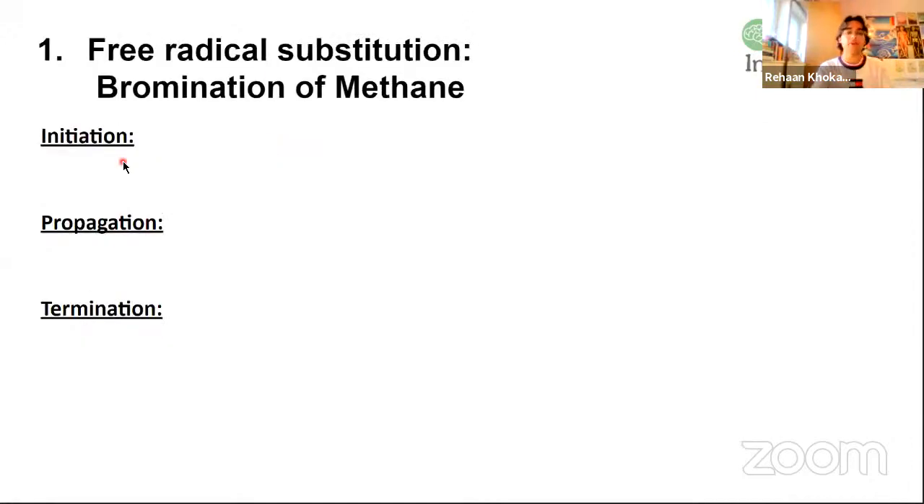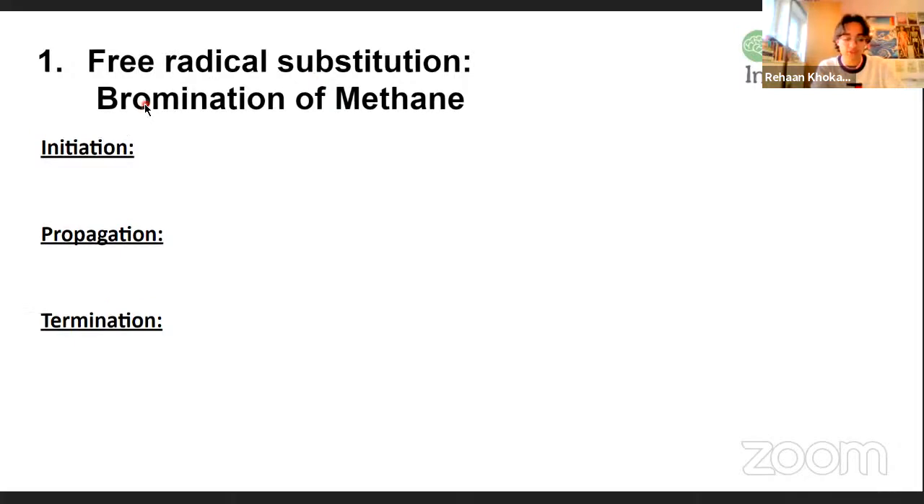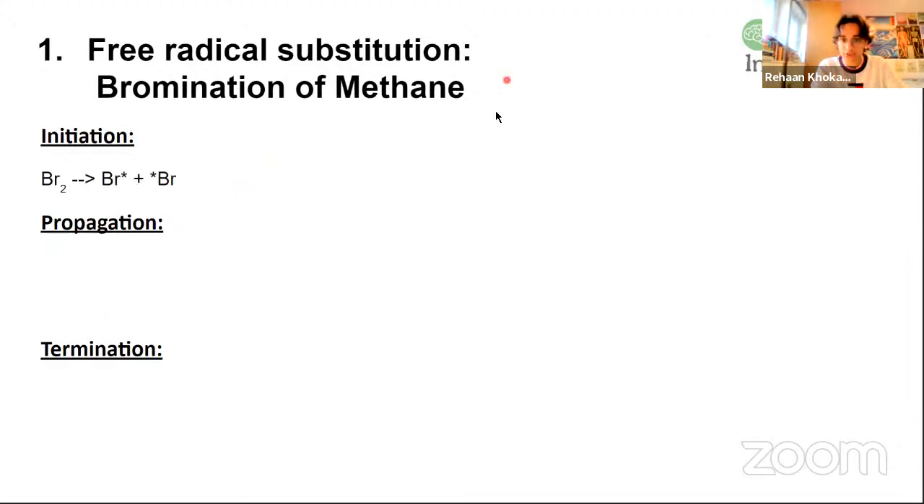This is a free radical substitution reaction. A free radical is basically just an unpaired electron on some sort of atom, so they're very, very reactive as a result. There are different types of reactions you need to know. One of them, for example, is the bromination of methane, and it has different steps: initiation, propagation, and termination. The first step is the initiation of the reaction, and that effectively involves the use of UV light.